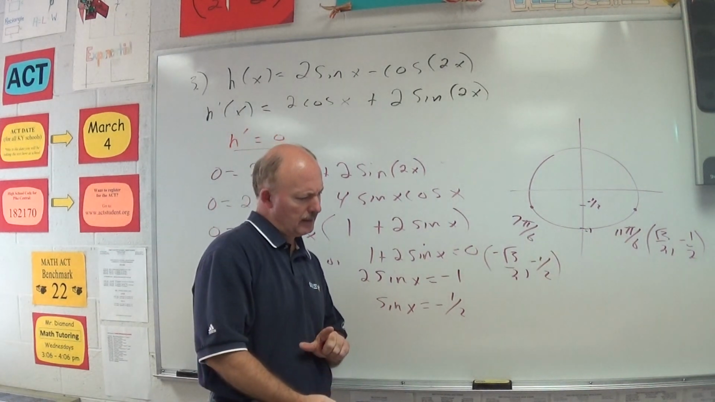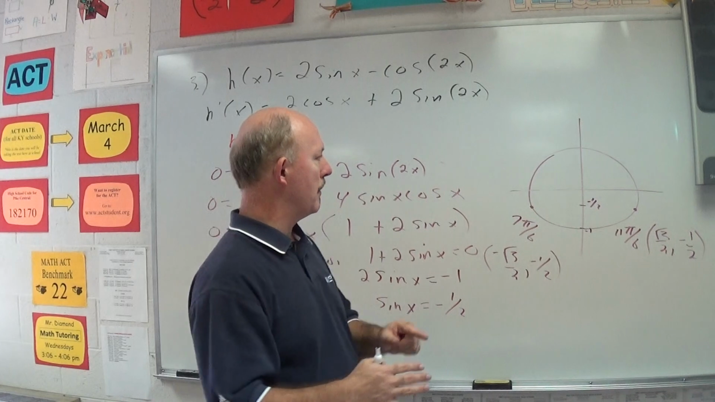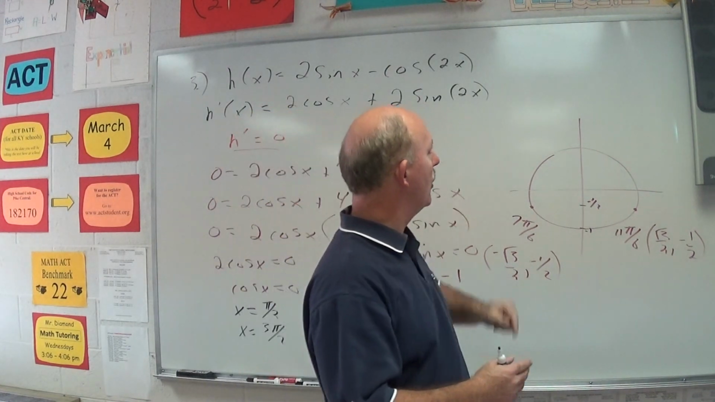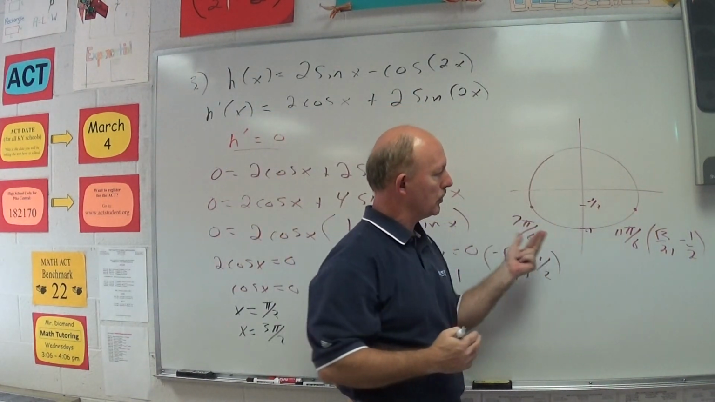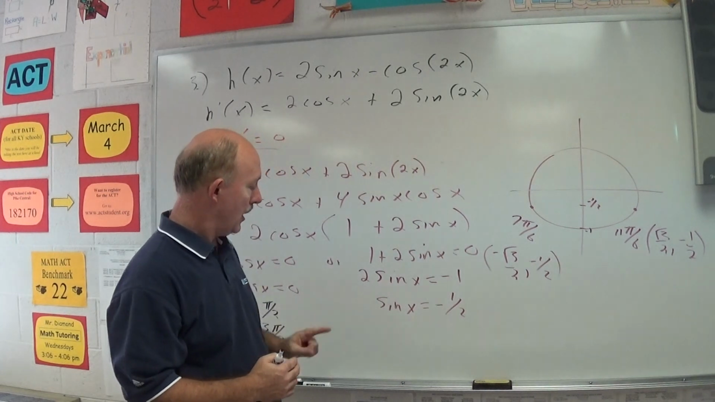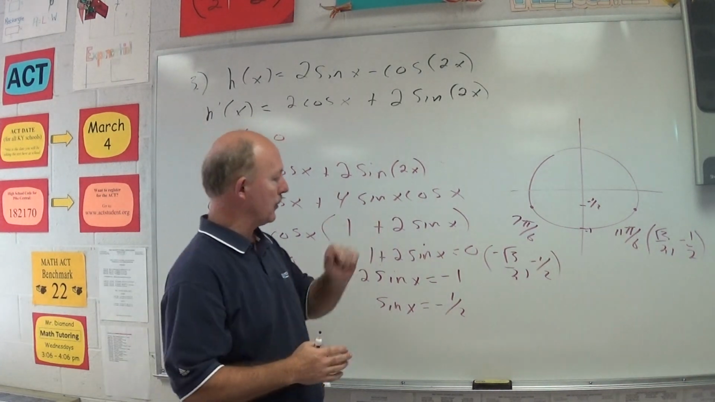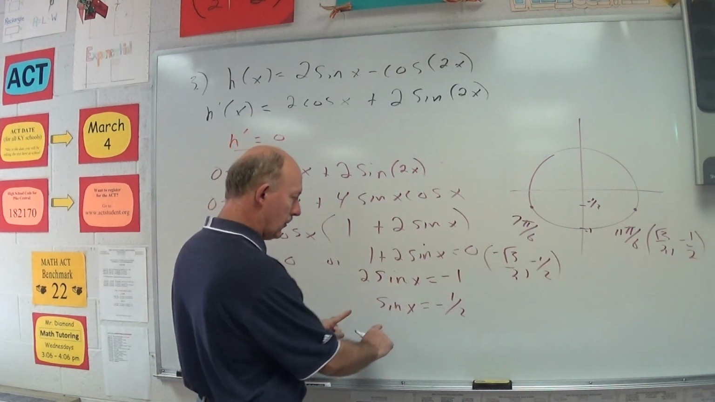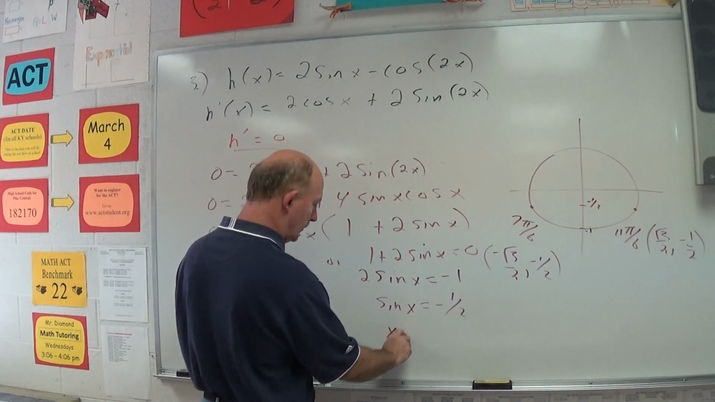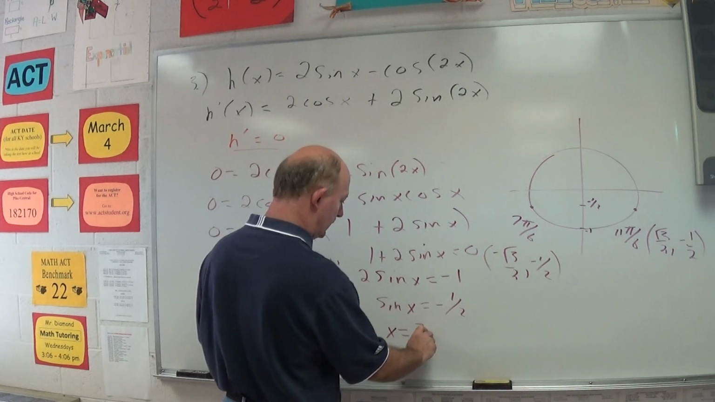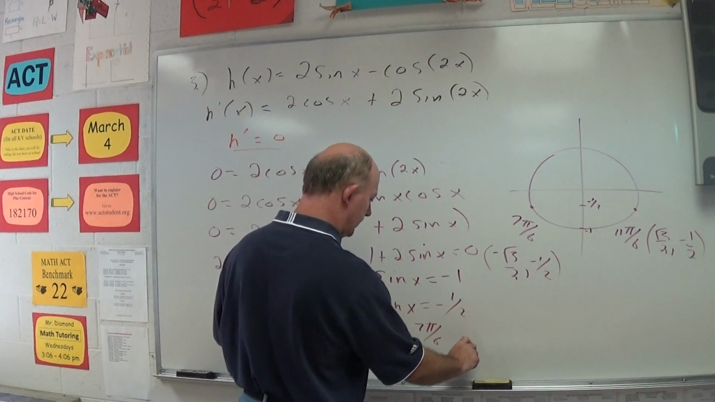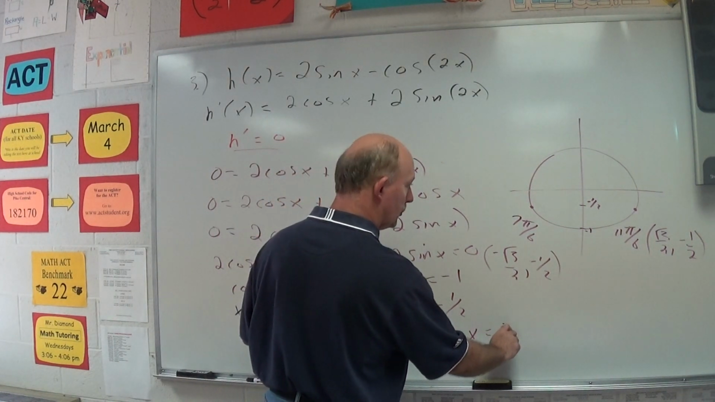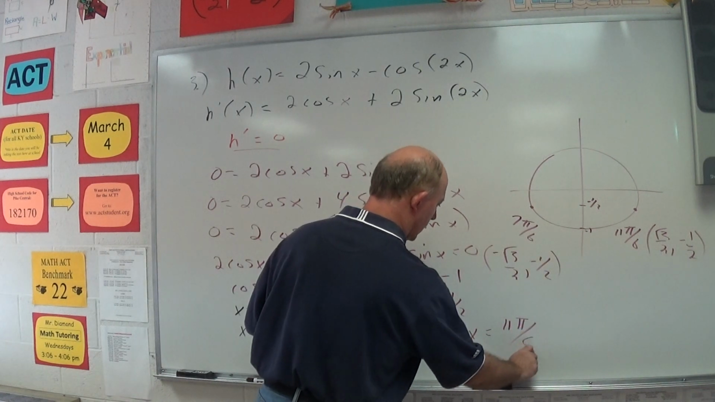So actually I should have included the restrictions on the domain. This problem is just from 0 to 2 pi only. So from 0 to 2 pi, I didn't indicate that on the problem, but they have a restriction on it. So with this particular equation, you have x is equal to 7 pi over 6, and x is equal to 11 pi over 6.